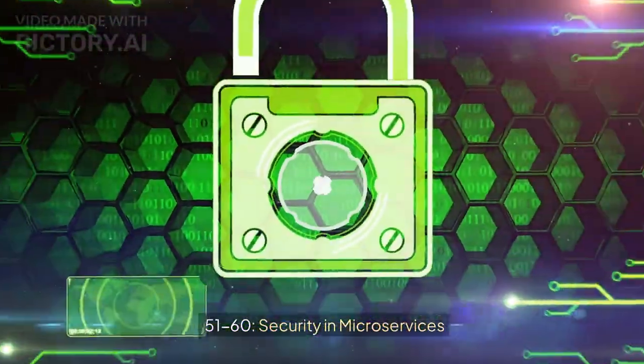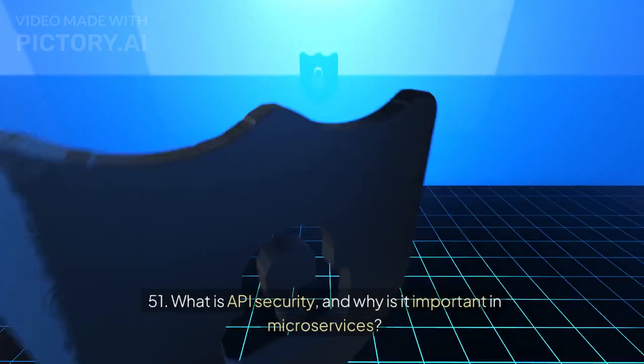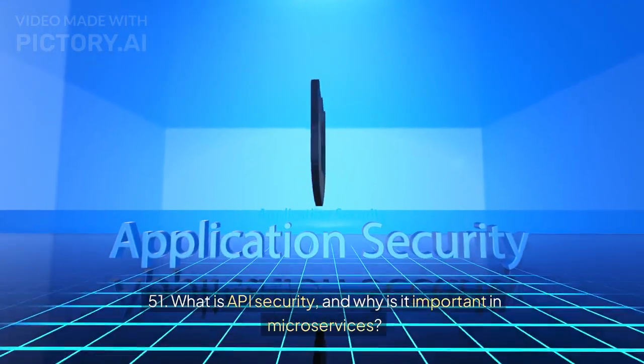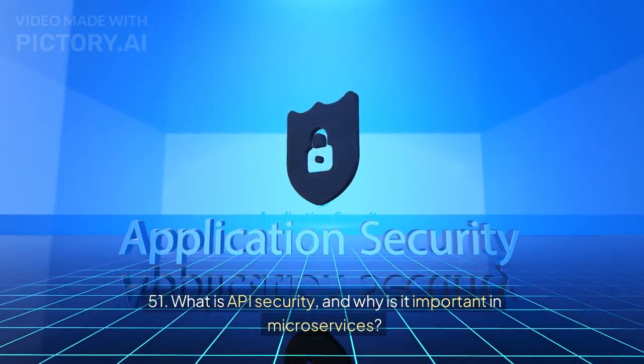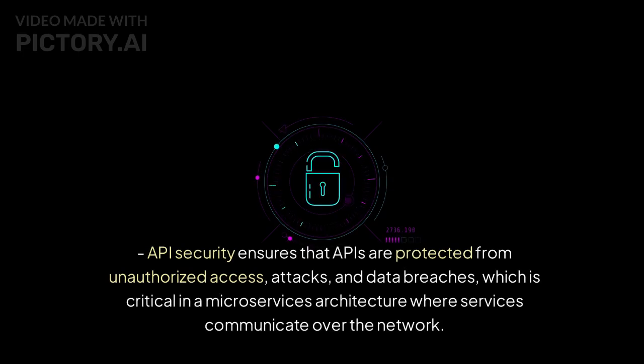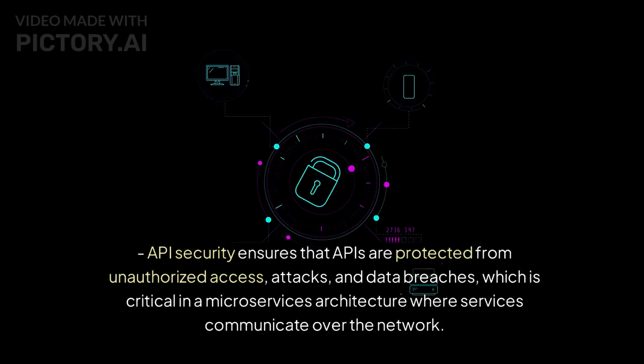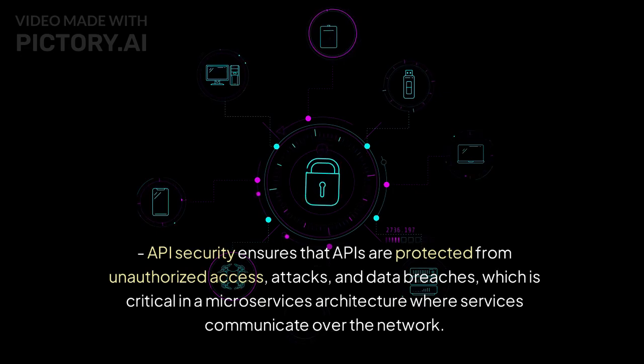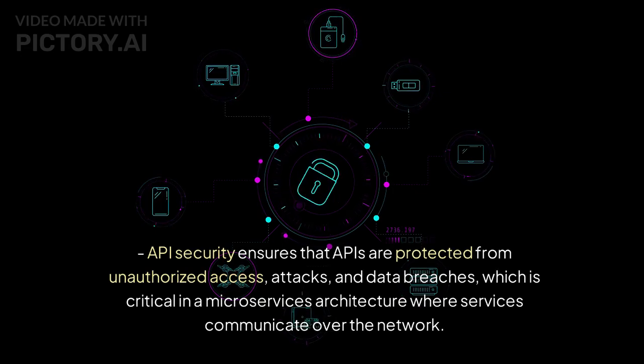Security in microservices. 51. What is API security, and why is it important in microservices? API security ensures that APIs are protected from unauthorized access, attacks, and data breaches, which is critical in a microservices architecture where services communicate over the network.